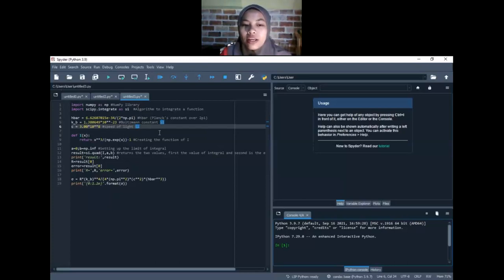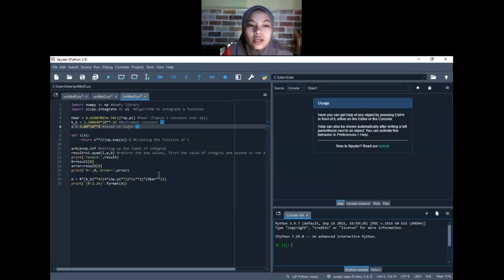Now we are creating the function of thermal energy that we get from the question. So this is the equation of the thermal energy, then we define it. And now we set up the limit of the integral. Based on the question, we know that the limit of the thermal energy term is 0 until infinity. And now we call out the result based on the limit that we have set up. And now we determine the error, and we call out the result of the error.